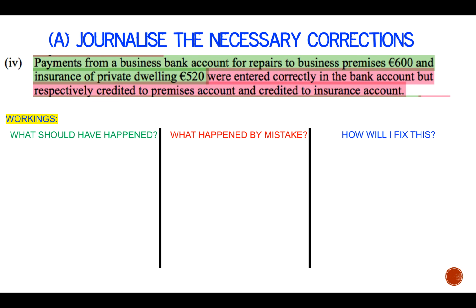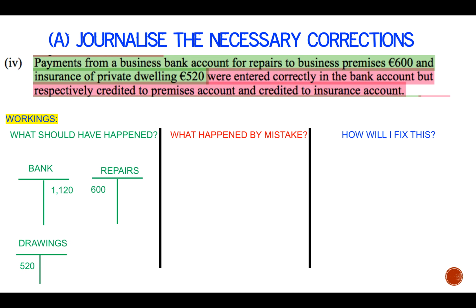Okay, part 4. Payments from a business bank account for repairs to business premises 600 and insurance of private dwelling 520 were entered correctly in the bank account, but respectively credited to premises account and credited to insurance account. So what actually happened there? What actually happened there was that payments from a business bank account for repairs to business premises 600 and insurance of private dwelling 520, that actually happened. Okay, so let's enter that as it would happen. So the bank, right, both of them come out of the bank, 1,120 in total there from the bank.